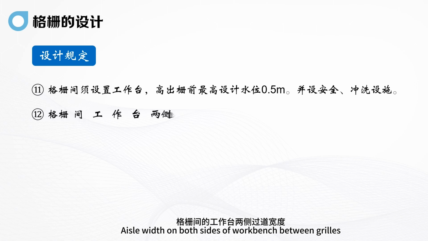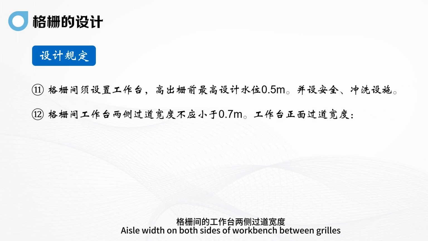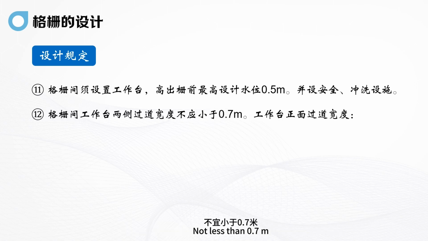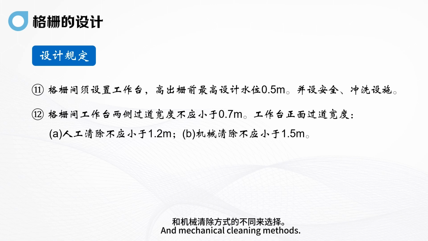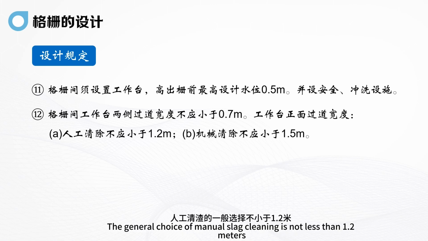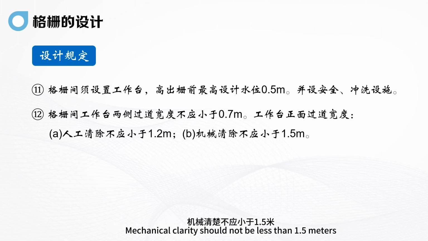The aisle width on both sides of the workbench between grills should not be less than 0.7 meters. The width of the front aisle of the workbench depends on manual slag cleaning or mechanical cleaning methods. For manual slag cleaning, the general choice is not less than 1.2 meters. For mechanical cleaning, it should not be less than 1.5 meters.